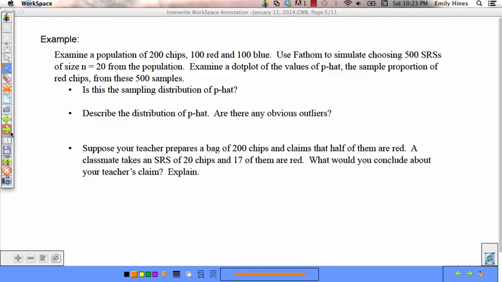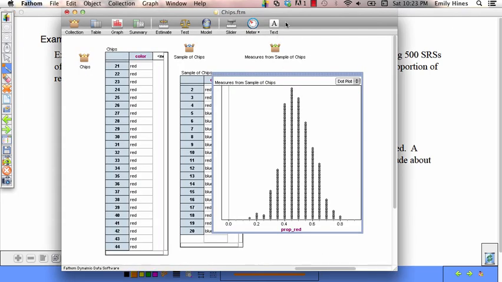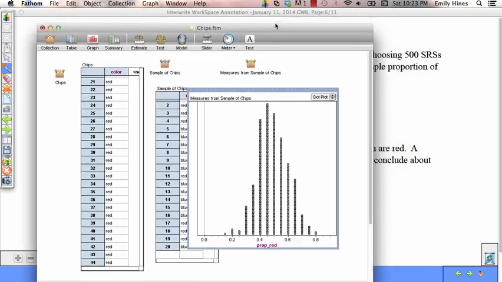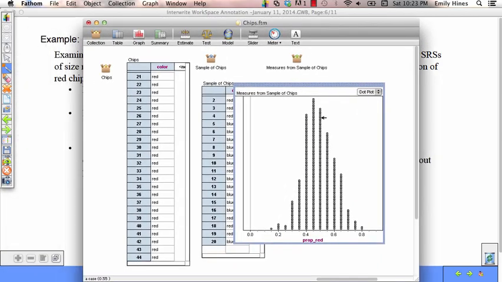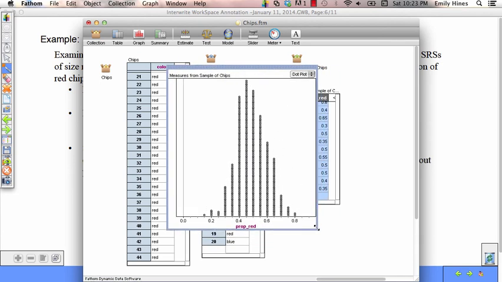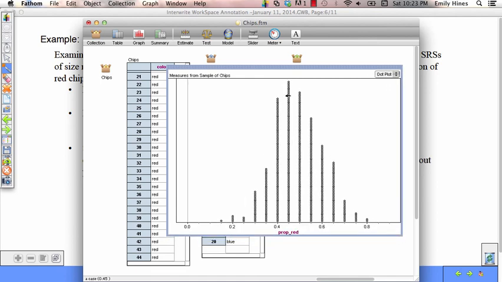So let's look at this. This is what we just did. We looked at that dot plot. In fact, we have it right here. Okay, and our questions here ask us if this is a sampling distribution. And no, it's not, because this is not all of the possible samples. These are only 500 of them. I could take 500 more.